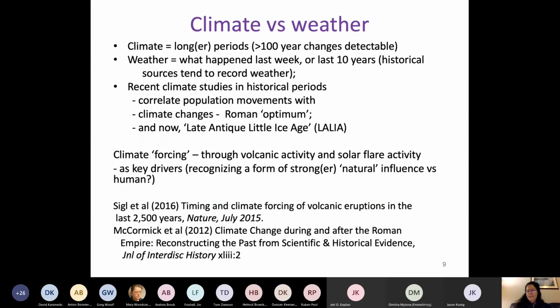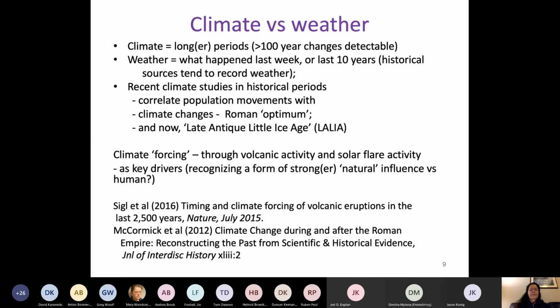Climate and weather is a bit of an issue for classical archaeologists and historians. I call climate periods that are detectable, perhaps greater than 100 years, and weather is what happened last week or perhaps the last 10 years. One of the issues with the historical sources is they tend to record weather. They tend to record anecdotes about this amazing tree that flowered a certain way, or the fact that an olive tree was killed in a frost. And these are anecdotal, so we can't really say that's a discussion about climate.